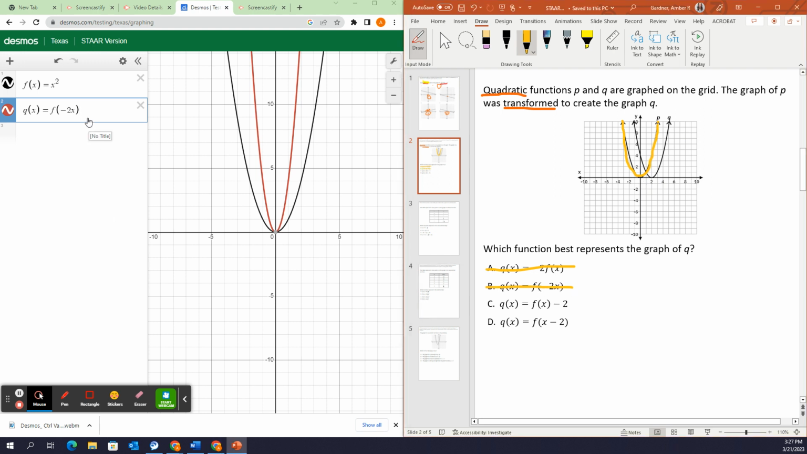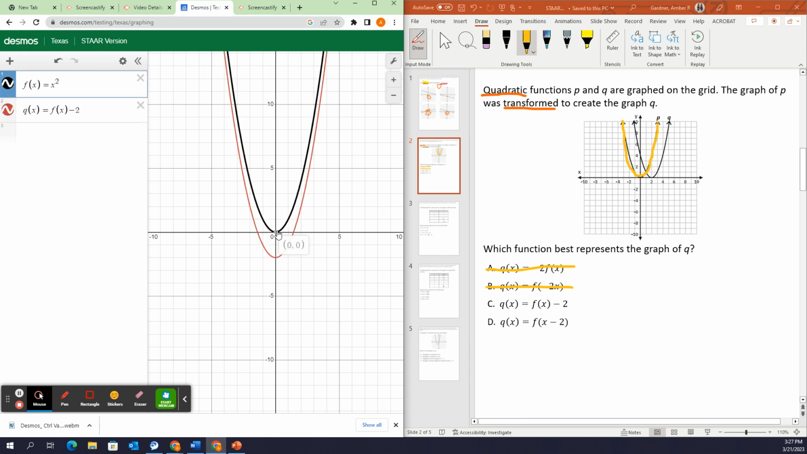I'm going to look at answer choice C. I'm going to type in f of x minus 2. Okay, so now it looks like I've taken my graph and translated it down 2 units. My y-intercept went from 0 to now being at negative 2. So I did not have my graph right here being moved down. That's not the correct answer. So I'm going to try this last answer choice right here. Type that in, and there we go.